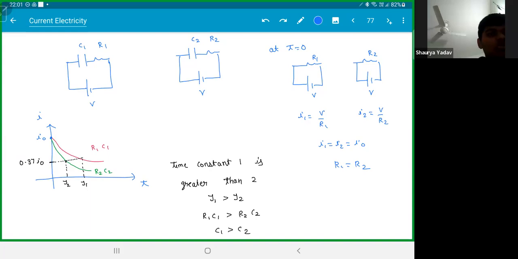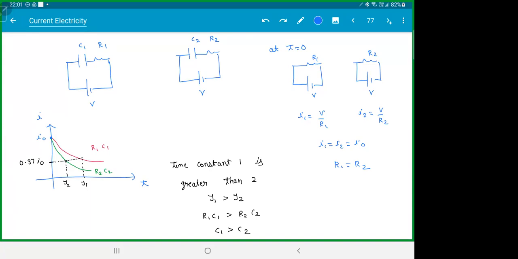Okay. You can do that. If you remember the decay function, you can do that. Clear, everyone? Next thing, non-ideal batteries.